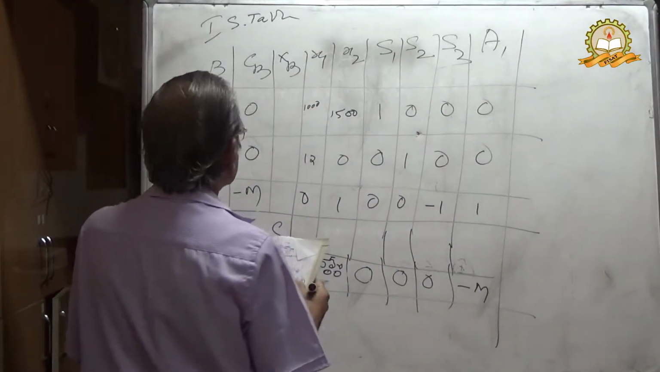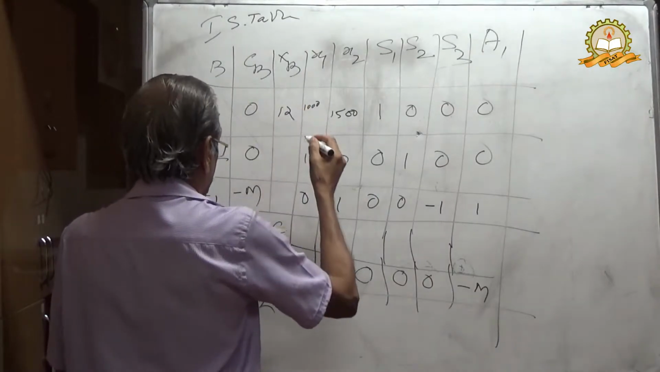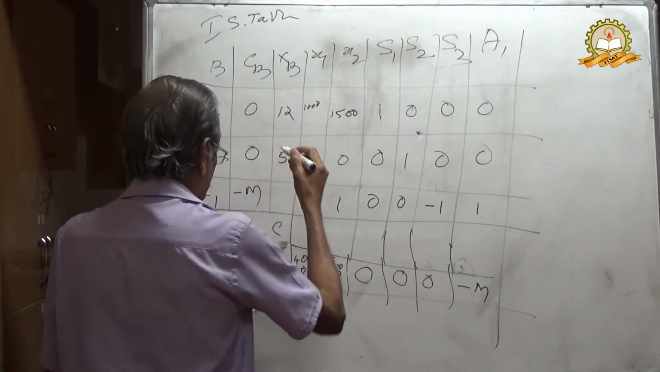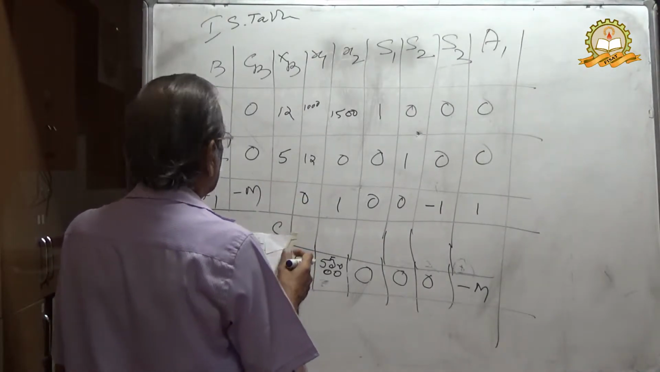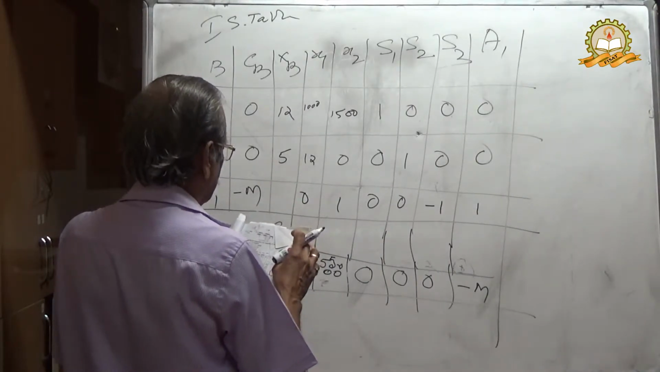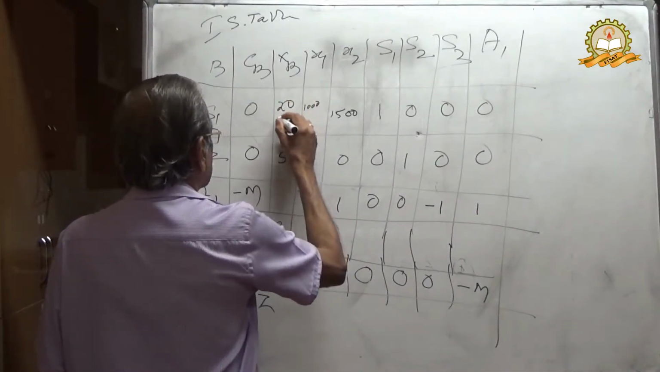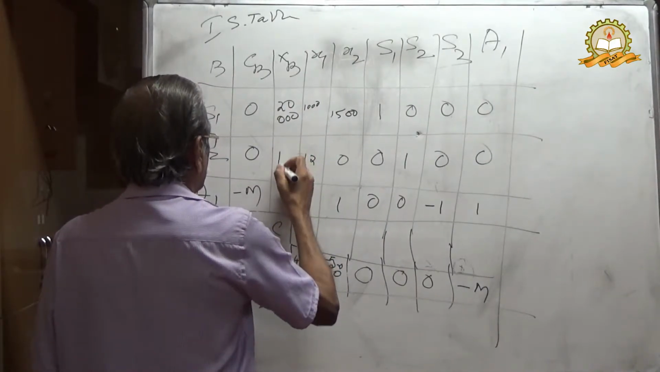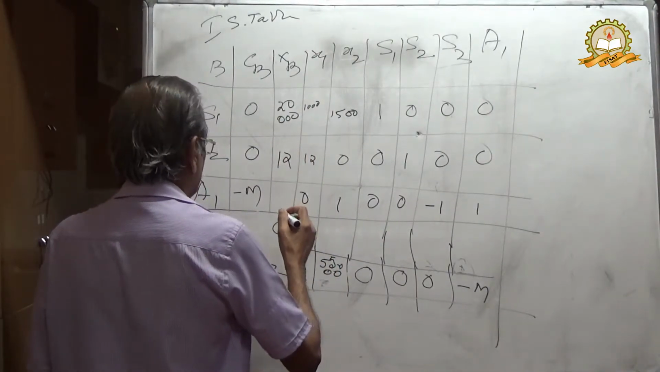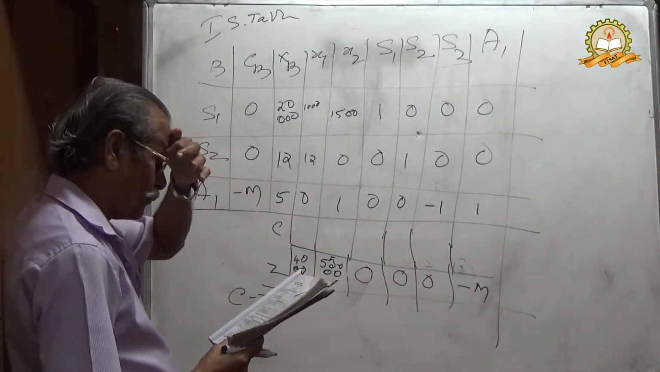And the coefficients are, the third column will be the first coefficient 12, second coefficient 5. First coefficient under S1 is 20,000, under the second one 12, and the third one 5: 20,000, 12, 5.